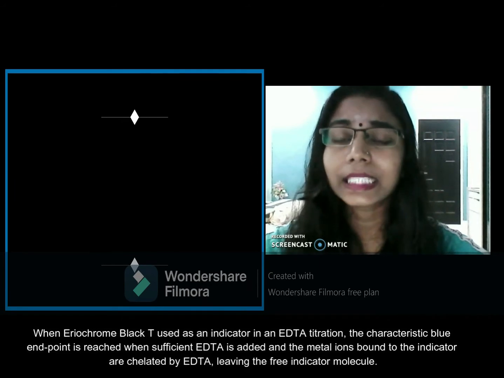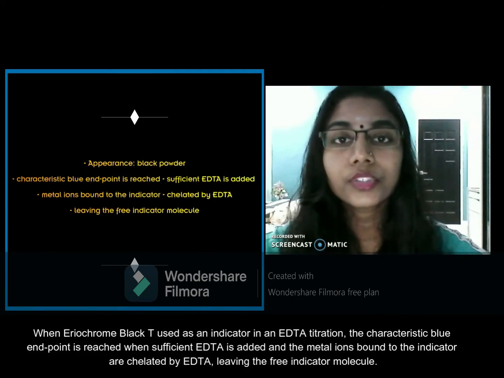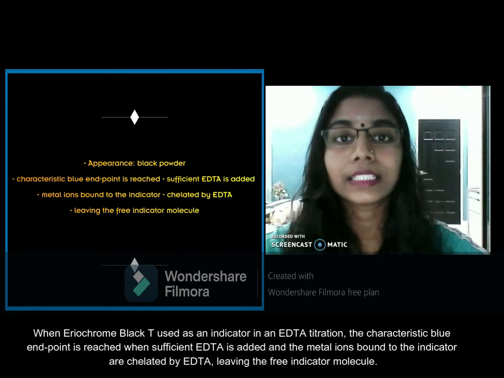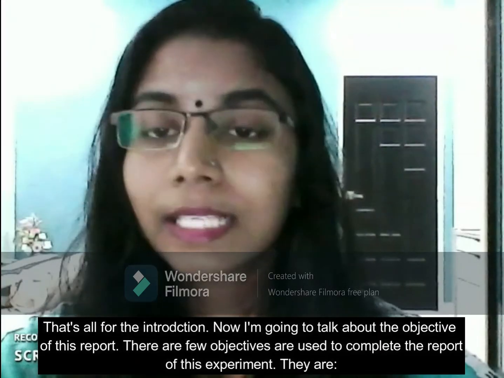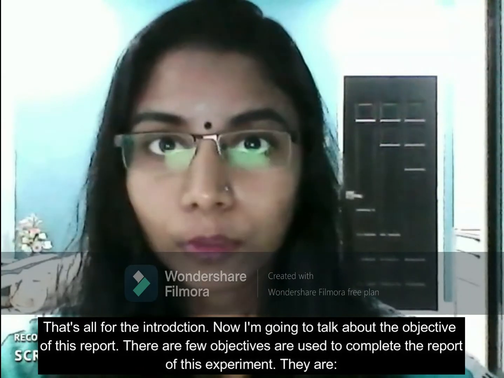When Eriochrome Black T is used as an indicator in an EDTA titration, the characteristic blue endpoint is reached when sufficient EDTA is added and the metal ions bound to the indicator are chelated by EDTA, leaving the free indicator molecule. That's all for the introduction. Now I'm going to talk about the objectives of this report.